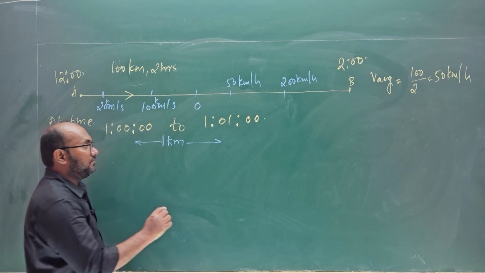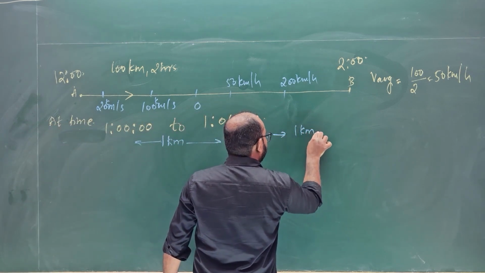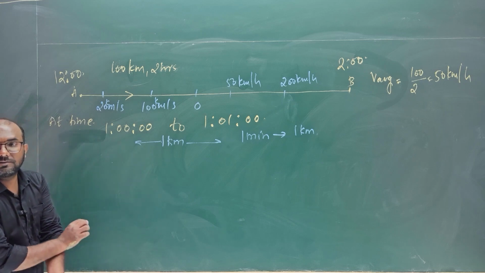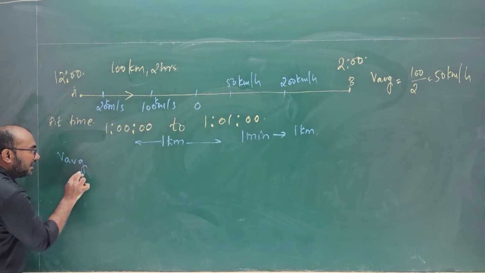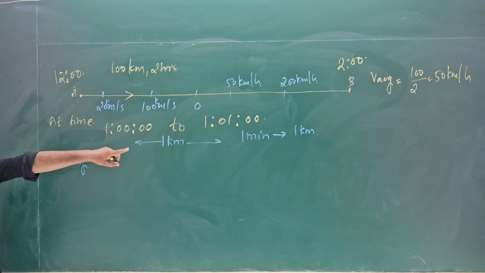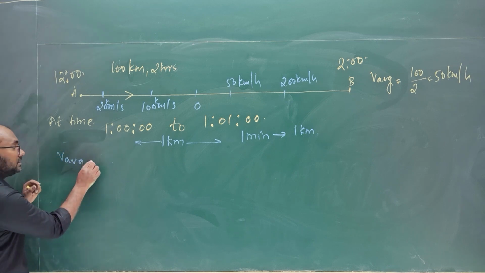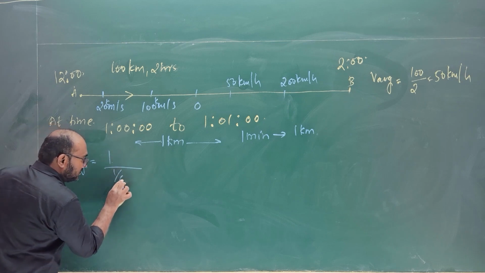That means in 1 minute, he traveled 1 kilometer. Then what will be the speed? Then we can calculate that. So V average, why am I writing V average? V average, we are calculating only for time 1 minute. So in 1 minute, the body traveled how much? 1 kilometer. So total distance in 1 minute is 1 kilometer, divided by time, which is 1 upon 60.